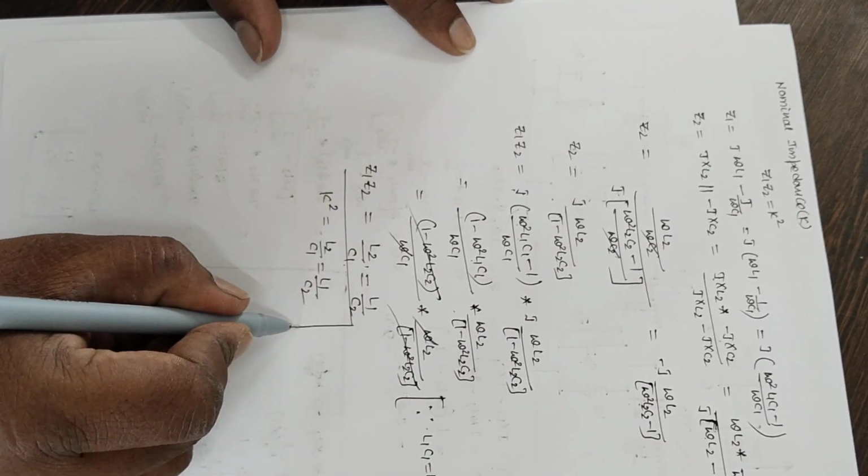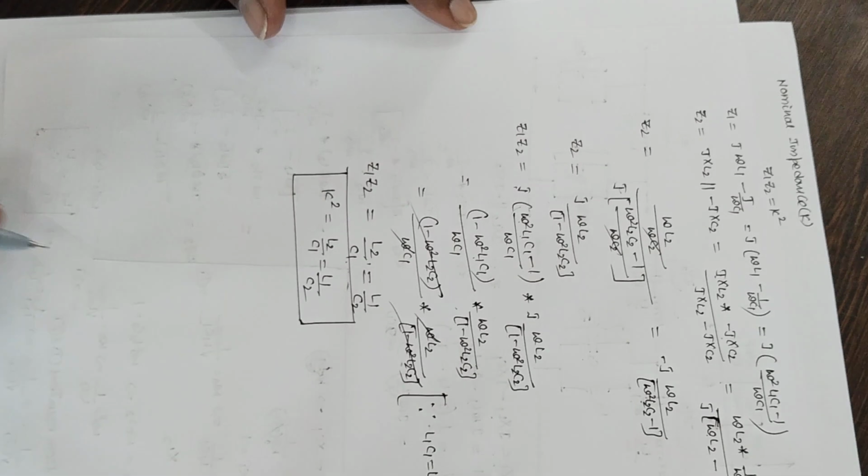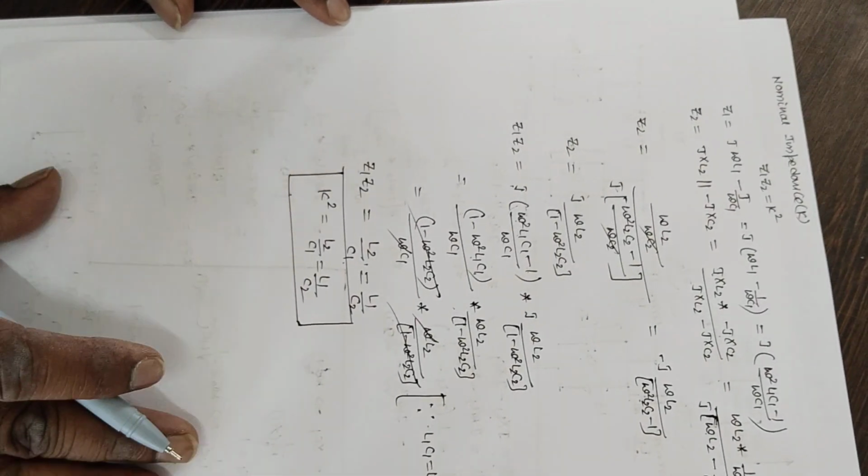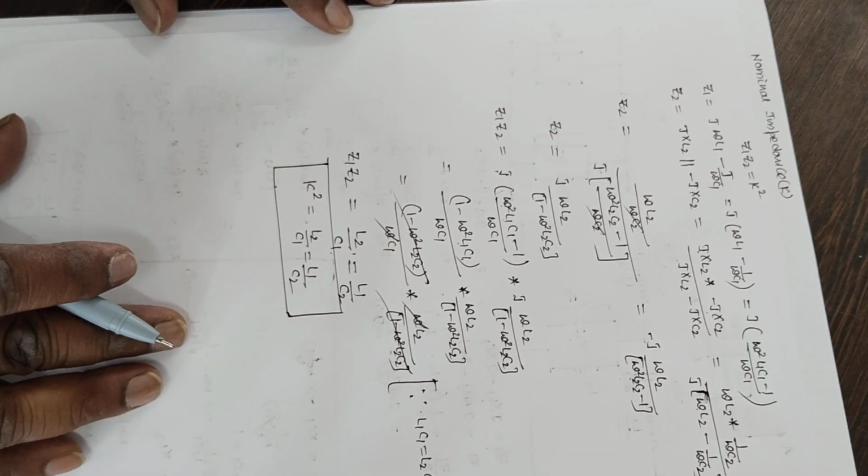So from this we can get the value of K. K is equal to the square root of L2 by C1 or the square root of L1 by C2, or K square is equal to L2 by C1, that is equal to L1 by C2.